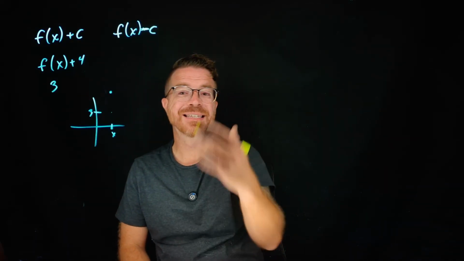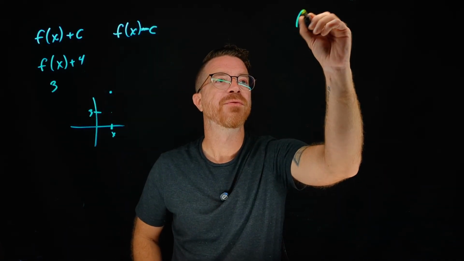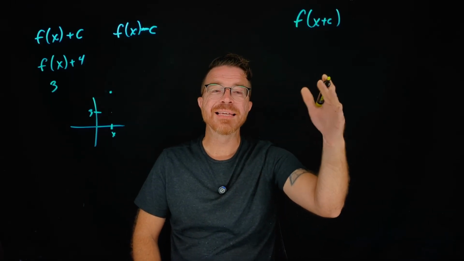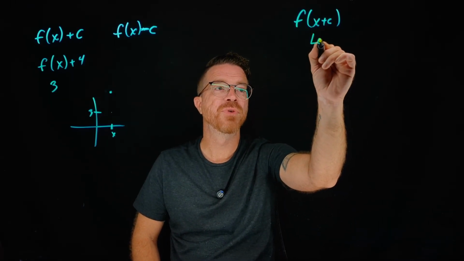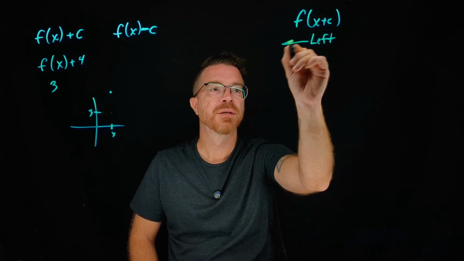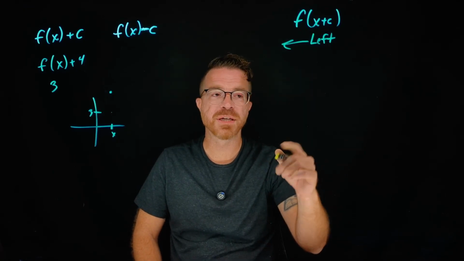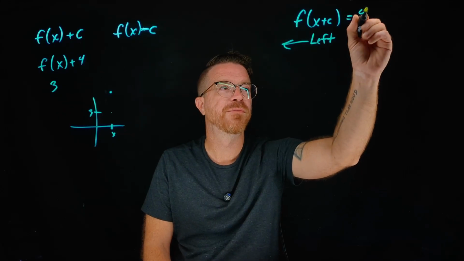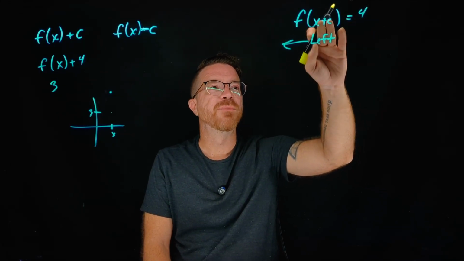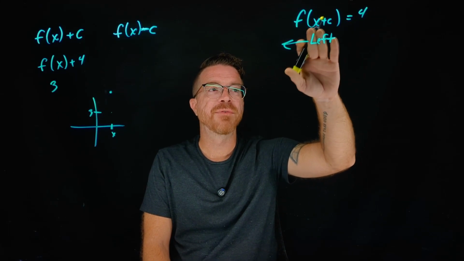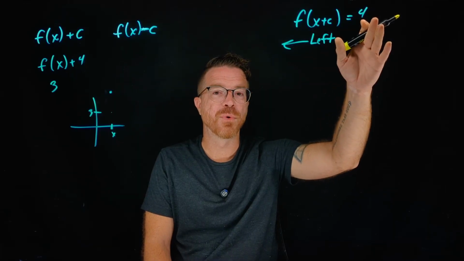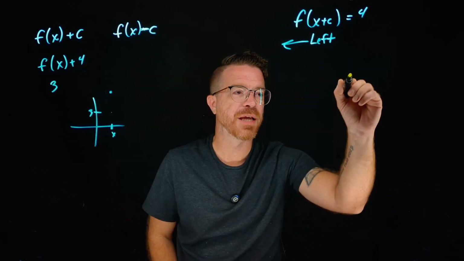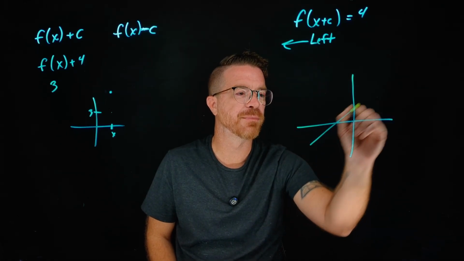Next, if we have c inside of our function, so if we have f of x plus c within the function, this is actually going to cause us to move to the left. And this is because what we're saying is, okay, whatever value we had here, let's say f of x is equal to 4, now f of x plus c is equal to 4 would mean that we are shifting the whole thing over to accommodate for that, right? So let's say that my original function was something like this.